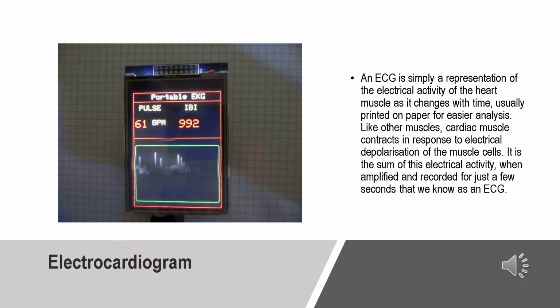An ECG is simply a representation of the electrical activity of the heart muscle as it changes with time, usually printed on paper for easier analysis. Like other muscles, cardiac muscle contracts in response to electrical depolarization of the muscle cells. It is the sum of this electrical activity, when amplified and recorded for just a few seconds, that we know as an ECG.